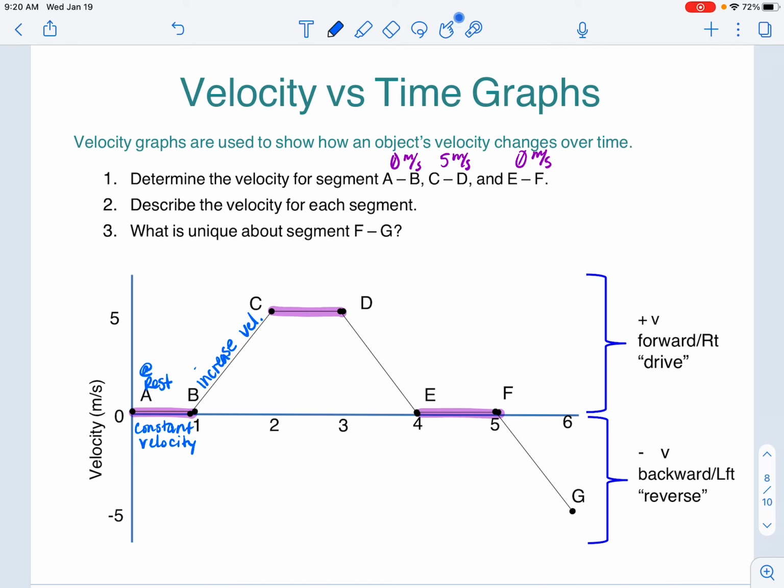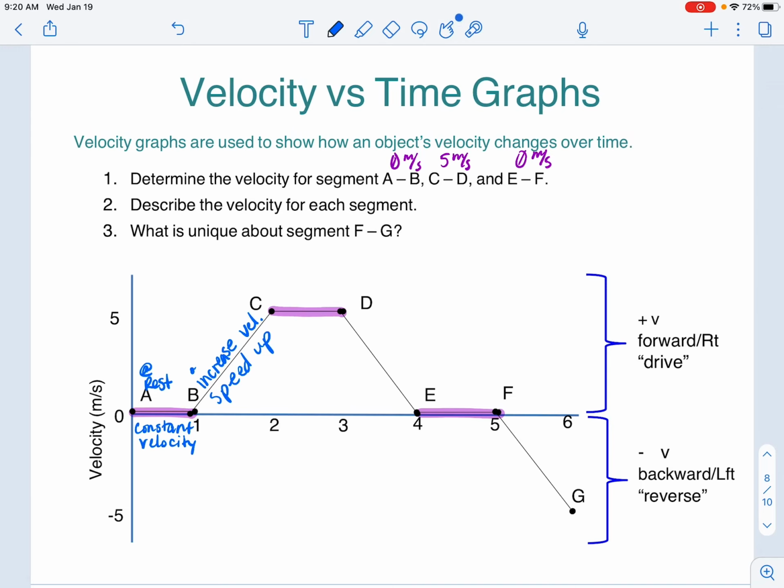So we increased our velocity here. Now, a lot of students would probably tell me that the object sped up, and that is totally fine. Let's practice getting more comfortable with formal wording such as increased velocity or velocity increased.